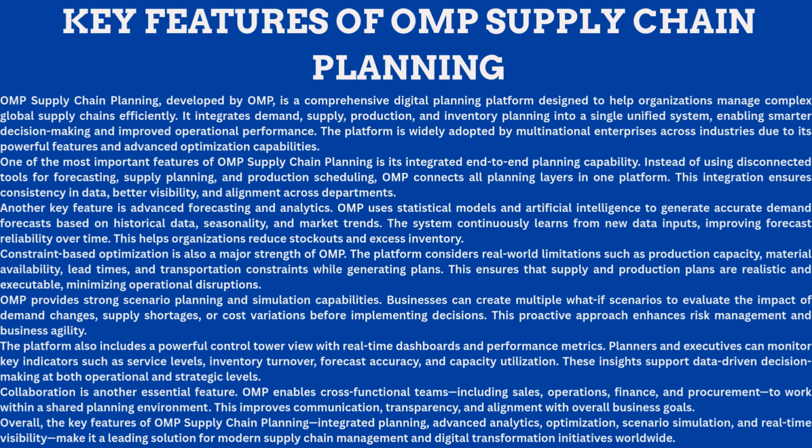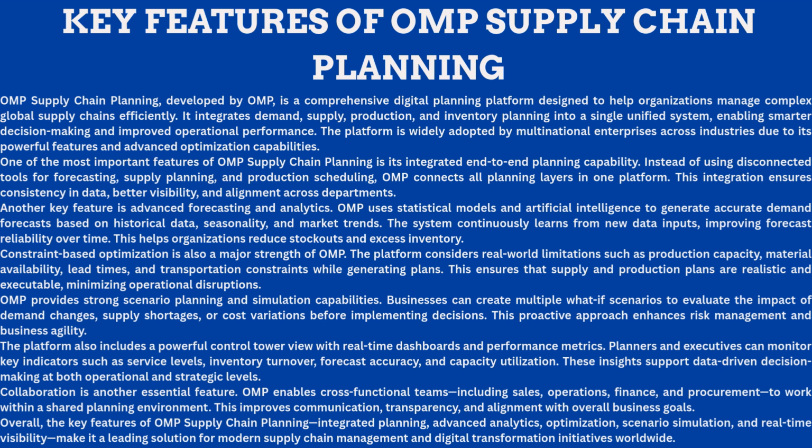Another key feature is advanced forecasting and analytics. OMP uses statistical models and artificial intelligence to generate accurate demand forecasts based on historical data, seasonality, and market trends. The system continuously learns from new data inputs, improving forecast reliability over time. This helps organizations reduce stockouts and excess inventory.